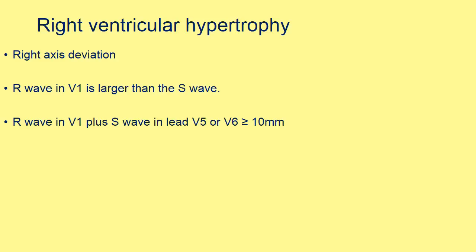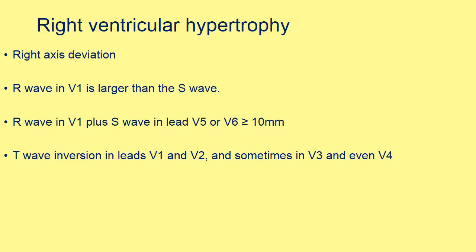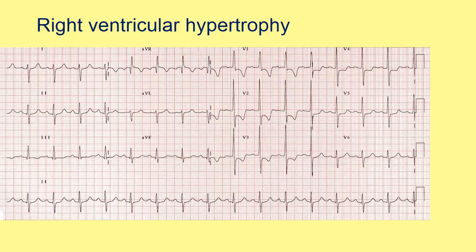So that's another rule. Or you could also get T wave inversion in the right ventricular leads. Remember, if the depolarization is abnormal, you could get abnormal repolarization. So in this one, you can see there's an inverted T wave there. So inverted T wave in V1, V2. There's also an inverted T wave in V3 as well, and also in V4. So that's what happens in right ventricular hypertrophy.